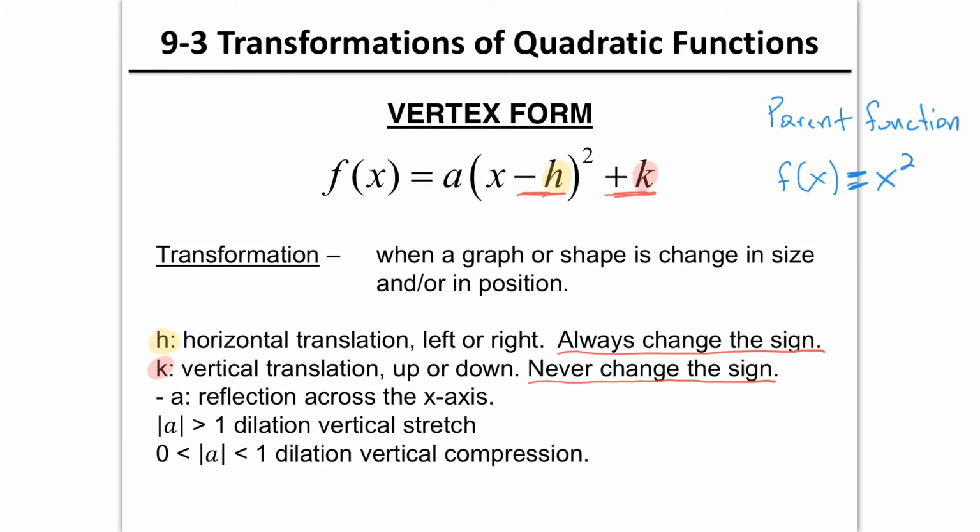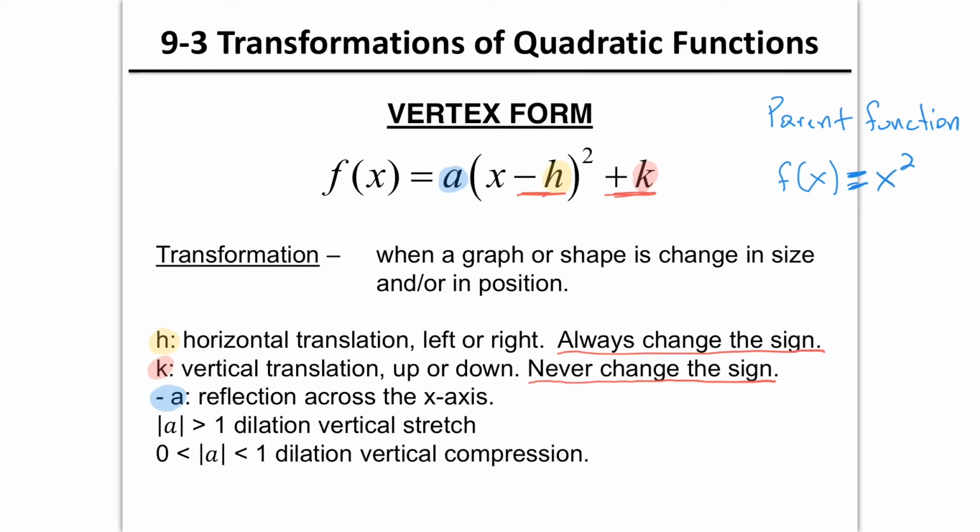You already know what happens with the a value here. If it's negative, you know that the parabola is going to open down. If the a value is positive, the parabola is going to open up. And this is going back to the standard form. It is the same thing. When a is positive, it goes up. When a is negative, it goes down.